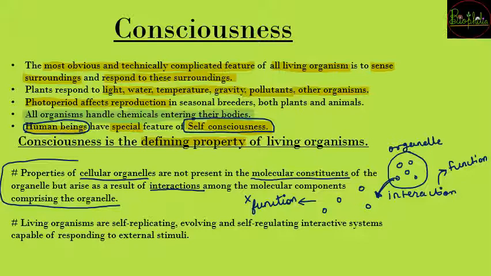So that is what is meant by this statement. Now finally, when we have studied all the 5 major points of characteristics of living, you can define living organisms as self-replicating, evolving, self-regulating interactive systems capable of responding to external stimuli, that is nothing but living organisms.